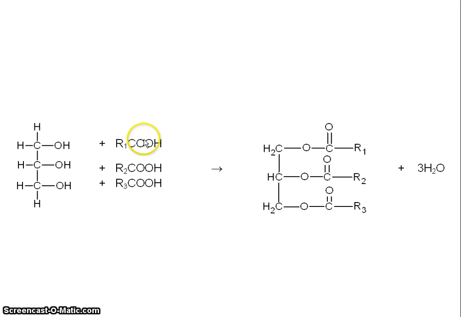So you can see this OH will react with this group over here, and this will add it on as an ester linkage. Look, CO, C double bond O, R1, CO, C double bond O, R2. So 3 ester linkages and 3 waters. Okay, so this here is what we call a fat or an oil.